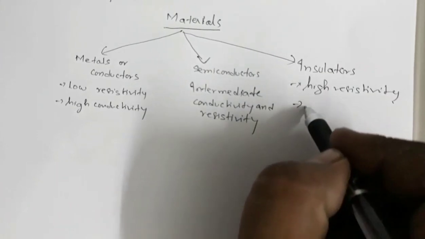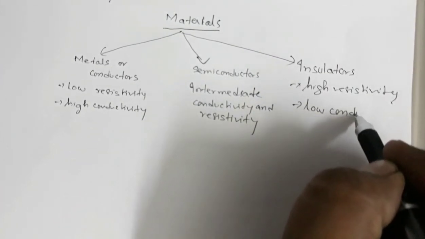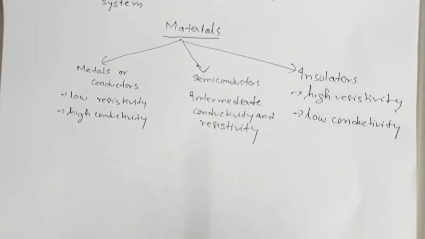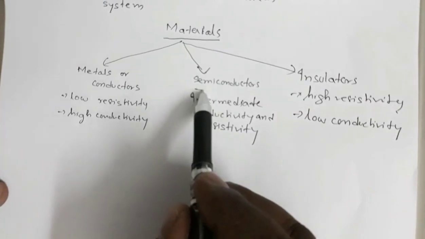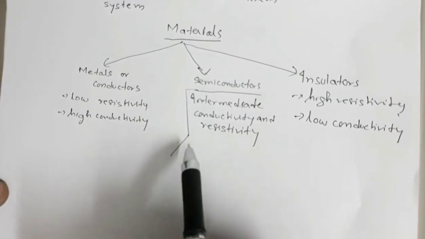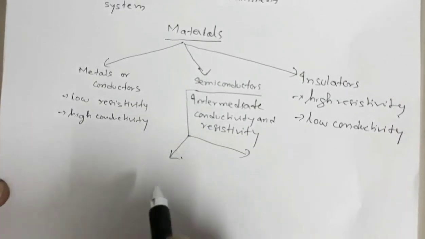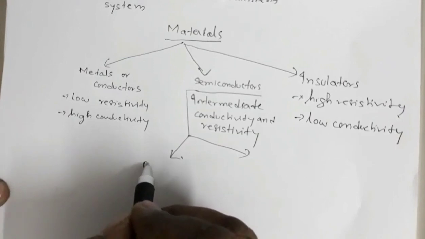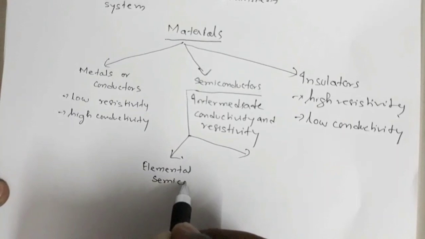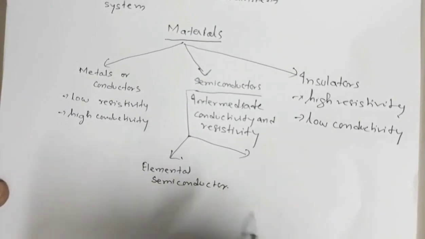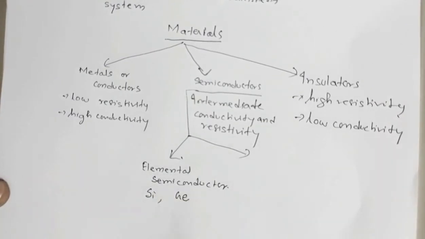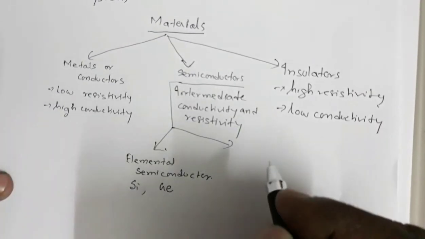And very low conductivity. Low conductivity. Okay. Now these semiconductors, they are again of two types. One is the elemental semiconductor. In this you have silicon and germanium. Silicon and germanium, these are elemental semiconductors.